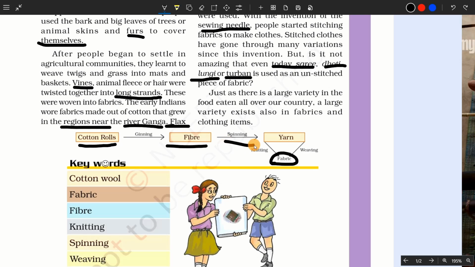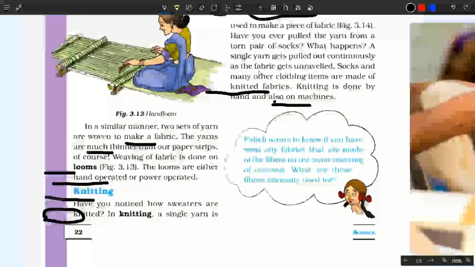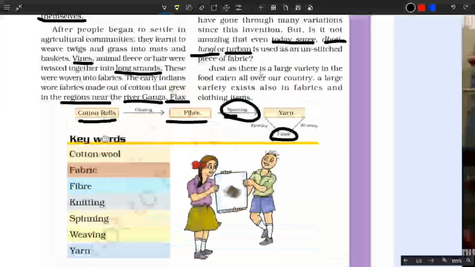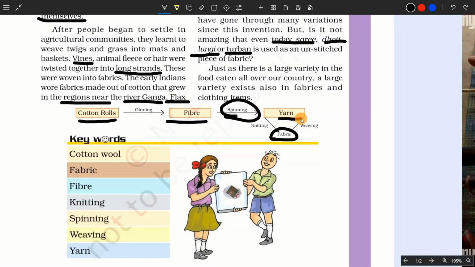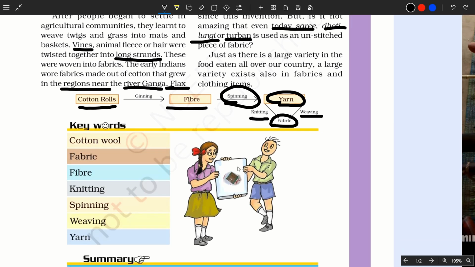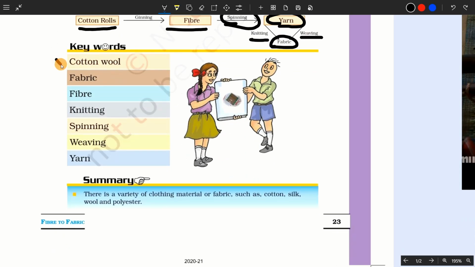After that, we do spinning by the wheel. We call it the charaka. After spinning, we get a yarn. From the yarn, there are two processes we have learnt in this chapter: knitting and weaving. These are the two types we have made. From the yarn, we made a fabric. So: cotton wool, fabric, knitting, spinning, weaving and yarn.